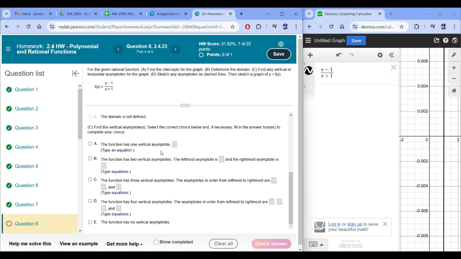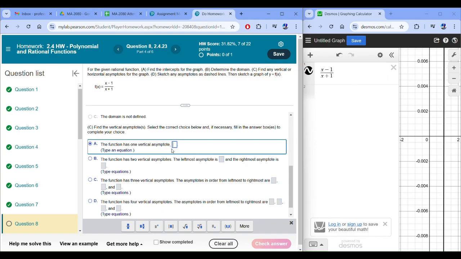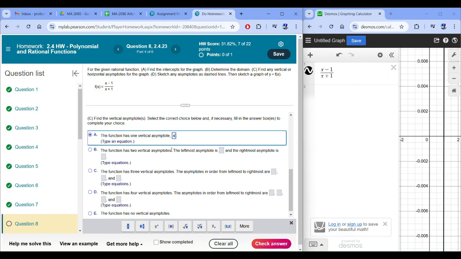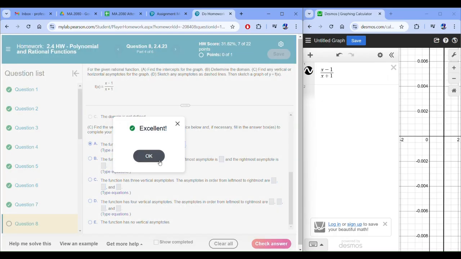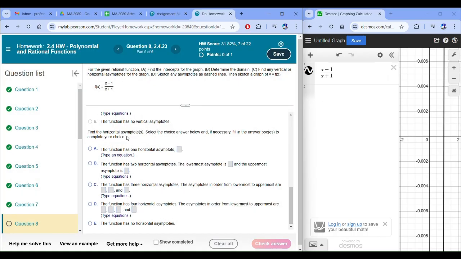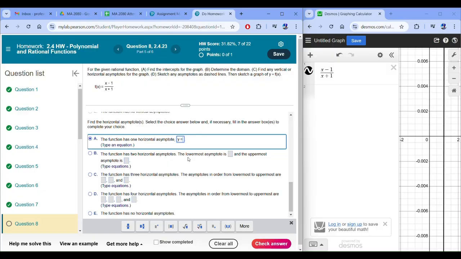Find the vertical asymptote. There's one vertical asymptote, x equals negative 1, because if you plug in negative 1, it's not good. Okay, the horizontal asymptote, because these are the same degree, this is x over x, it's going to be one asymptote at y equals 1.